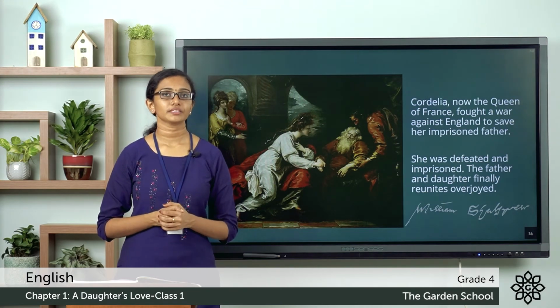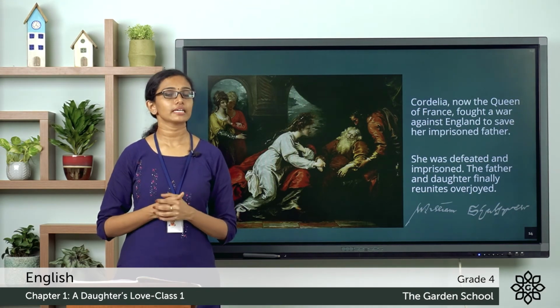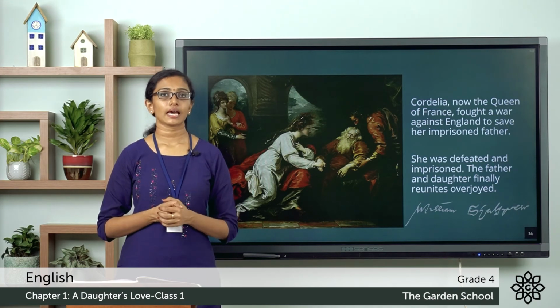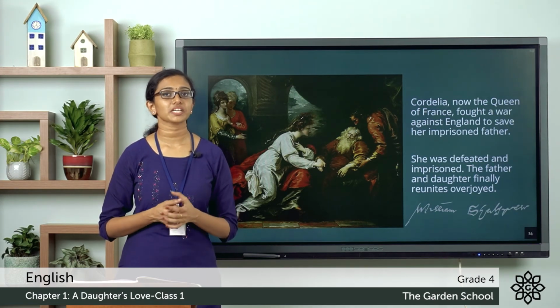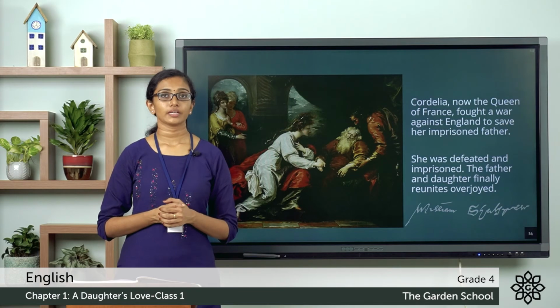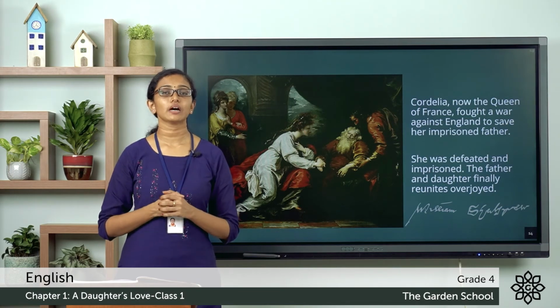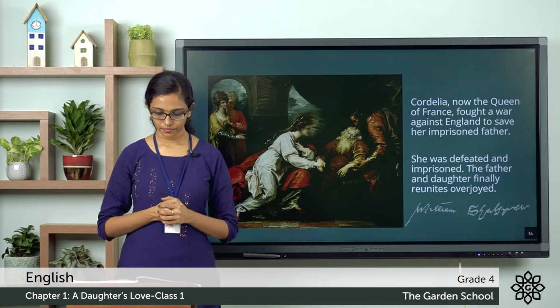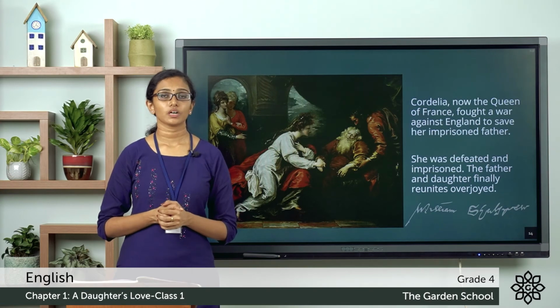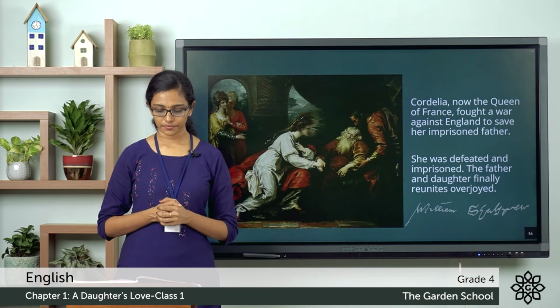But during the war, the French army, this Cordelia's army, was defeated and Queen Cordelia was imprisoned. And she was so surprised to meet her father in the prison. She couldn't believe her eyes. Her old and weak father was there in the prison.